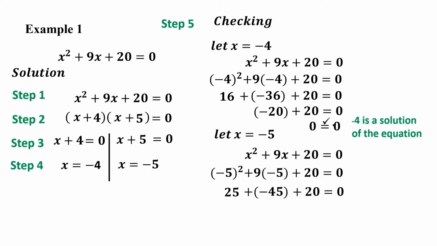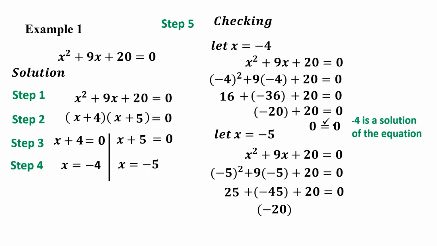Next, we will add 25 plus negative 45. Since the two numbers are not similar in sign, we proceed to subtraction, and the sign of the answer will depend on the number with the higher value. Since 45 is greater than 25, the sign of the answer will be negative.